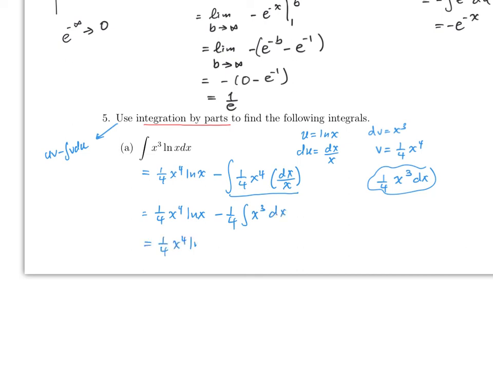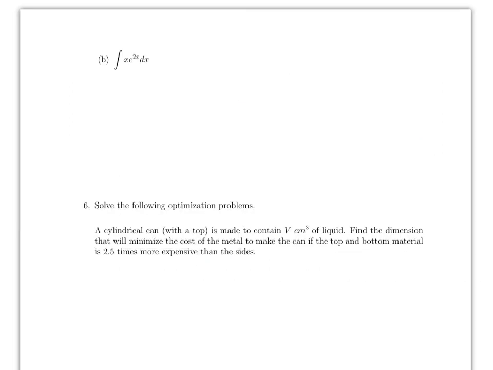But we just did this integral right here. The integral of this is this. So we have 1/4 already. We're gonna get 1/4 again, x to the 4 plus c. So if you simplify the whole thing, we're gonna have 1/4 x to the 4 ln x minus 1/16 x to the 4 plus c. That's the integral.